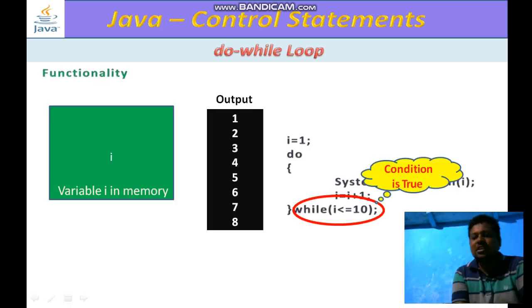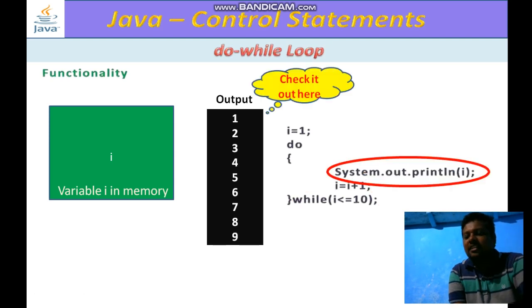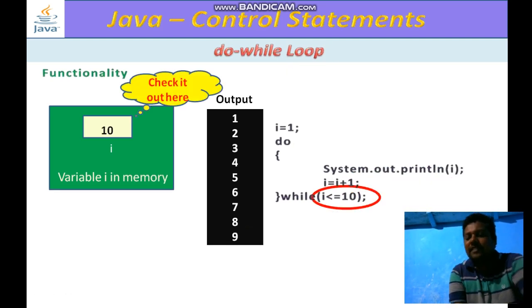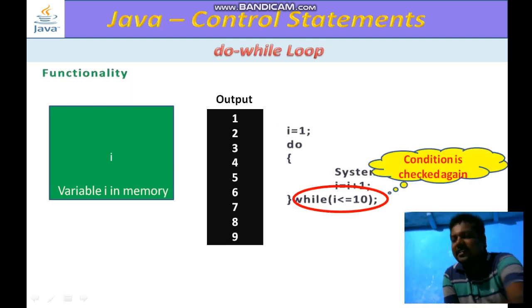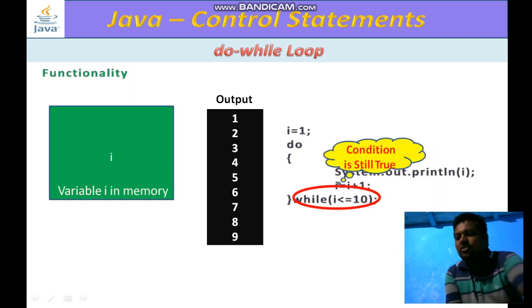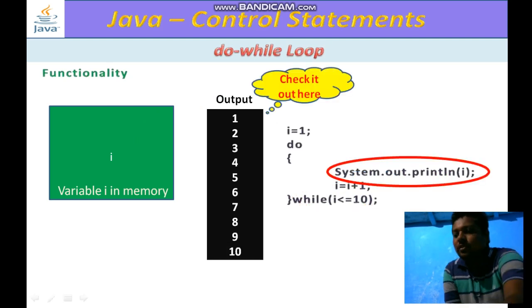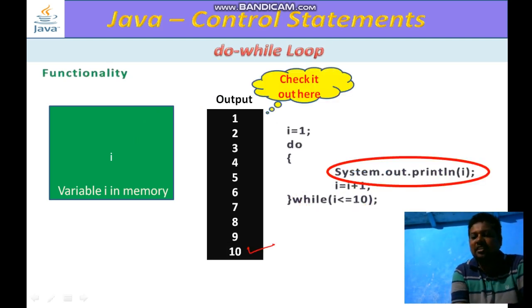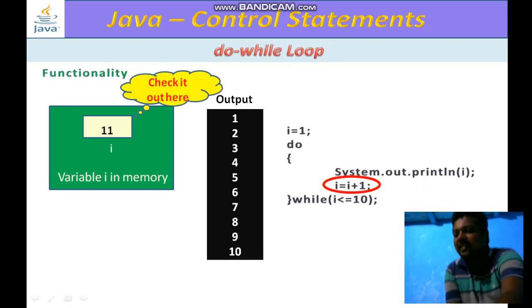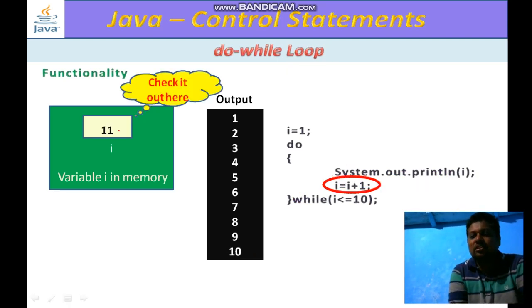Now the I value is 9, and 9 is less than or equal to 10. Yes, the condition is true. Again the value 9 is printed, as it enters the body. Then I is incremented, so now I is 10. Again the condition is checked: 10 is less than or equal to 10. The condition is true, so the statement is executed and 10 is printed. Next we increment the value, so now the incremented value is 11.